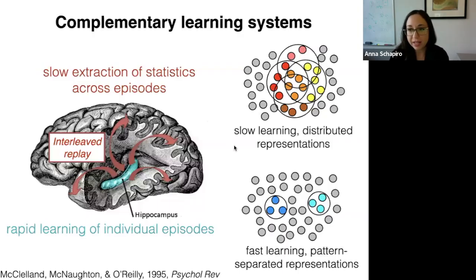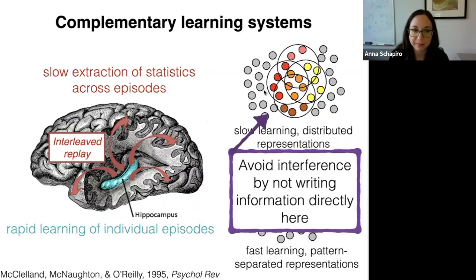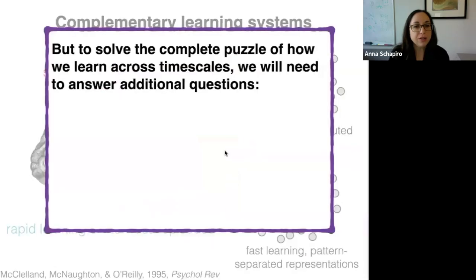So the idea is to take the non-stationary distribution and turn it into a stationary one through this interleaved replay. I think the interleaving aspect is a sometimes underappreciated aspect of the original theory, but that was really the key to how you can build up this robust, stable representation in cortex. Okay, so you avoid interference by not writing information directly to that final store. That framework, I think, has been very useful. I think it explains a lot about how our memory systems interact.